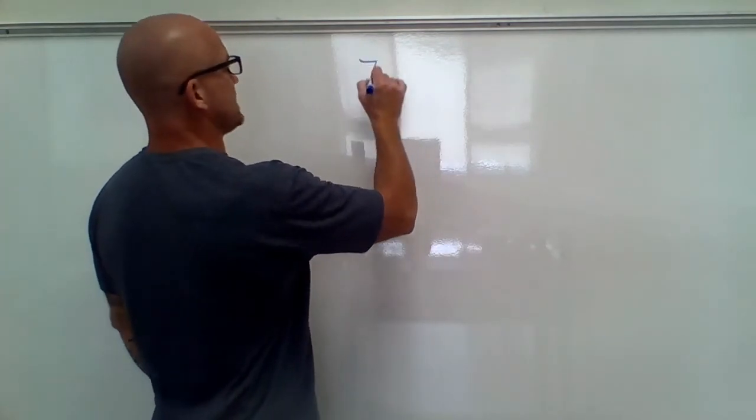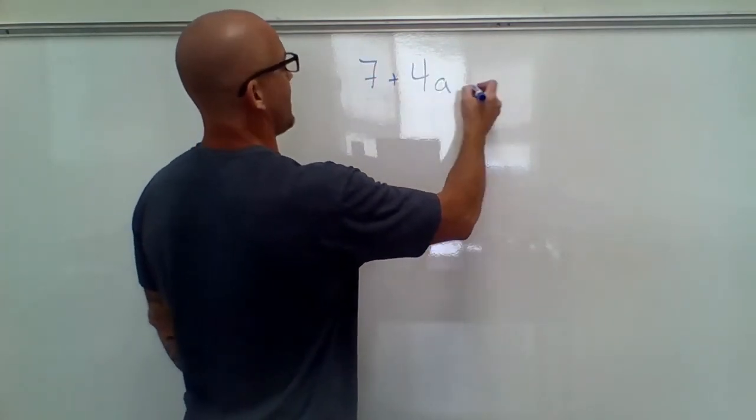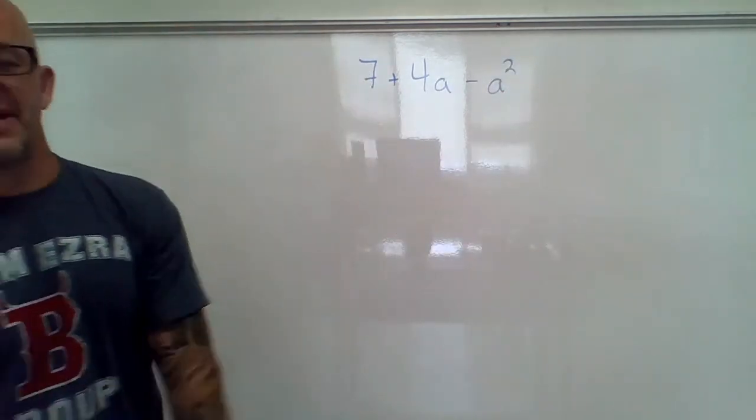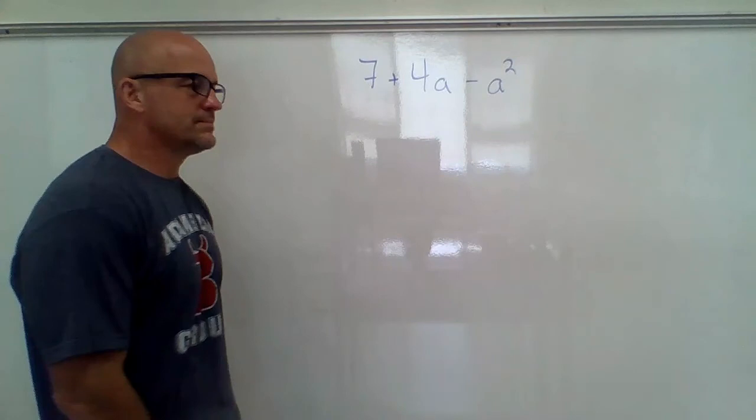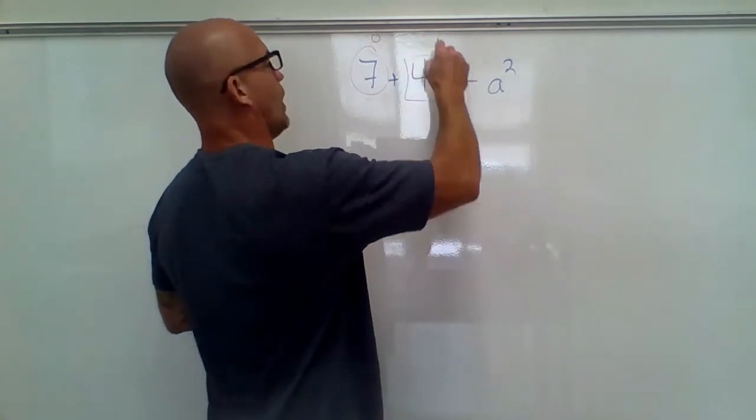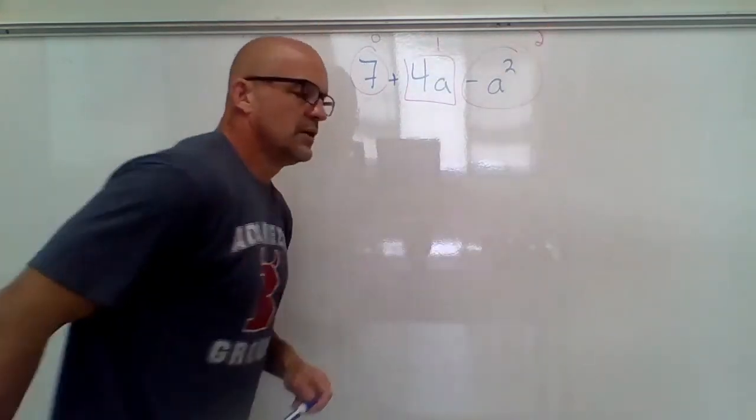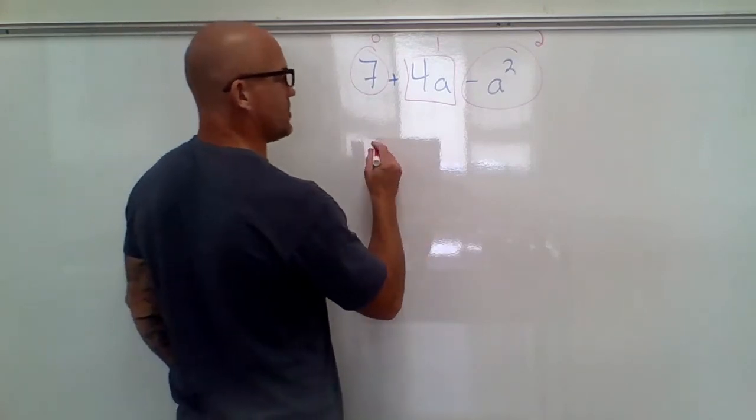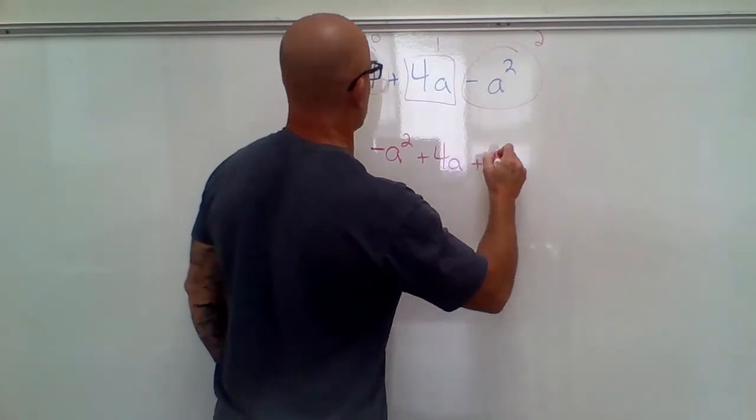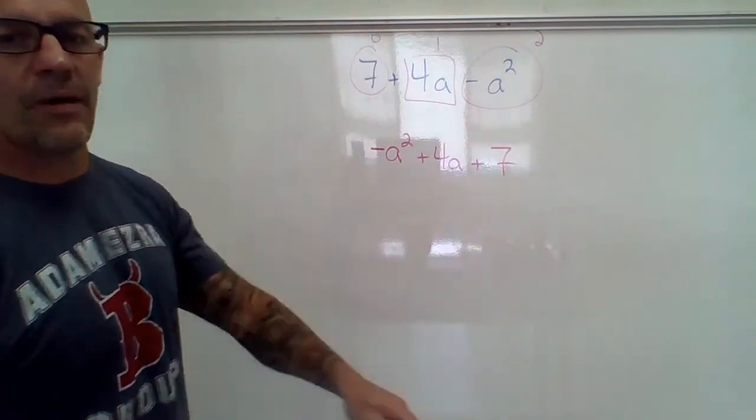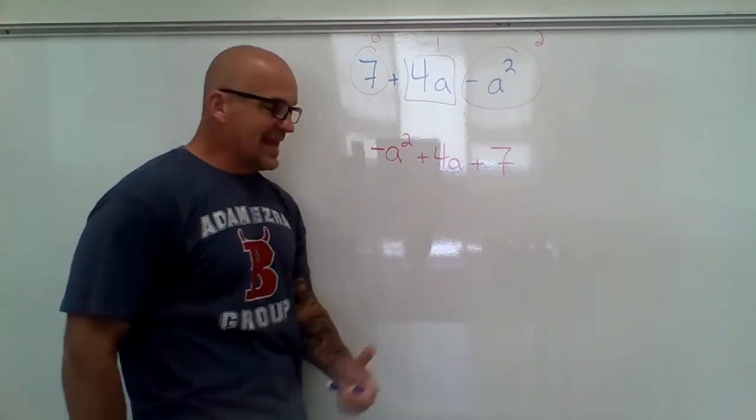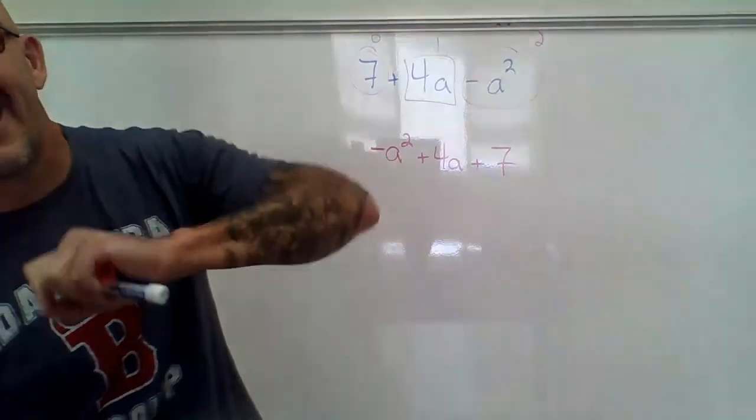So let's put 7 plus 4a minus a squared. Let's put that in standard form and give it a name. All right, standard form. First thing I will do is I will say, okay, this has degree of 0, degree of 1, degree of 2. So to put that into standard form, it would become degree of 2 first, then 1, and then 0. Now it's in standard form. Now we're going to give it a name. This has a power of 2. It is quadratic. It has 3 terms, so it is a trinomial.